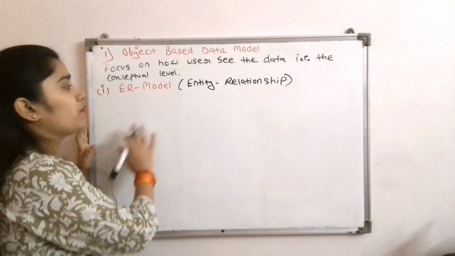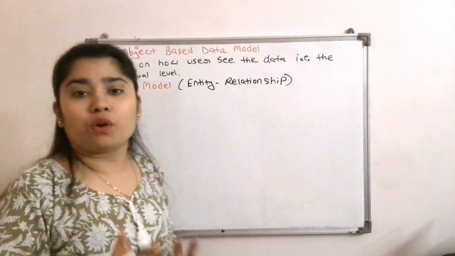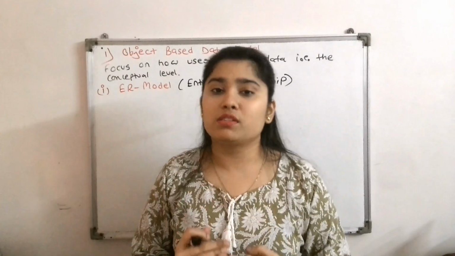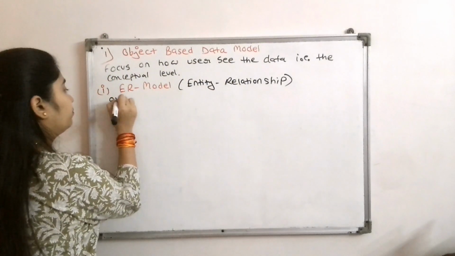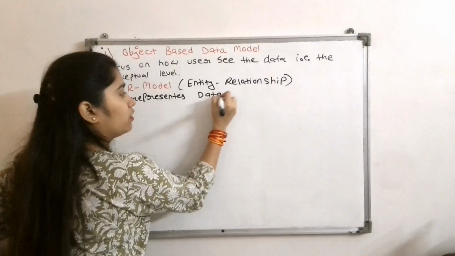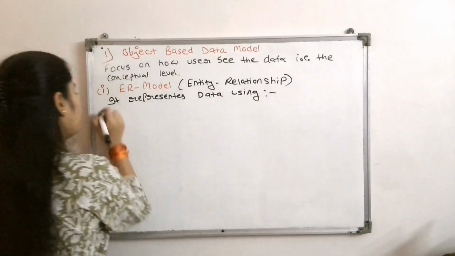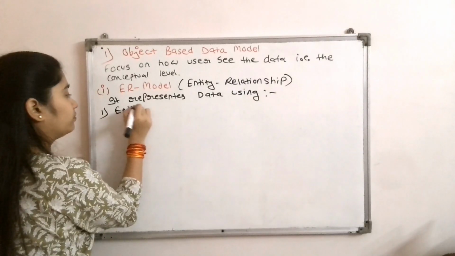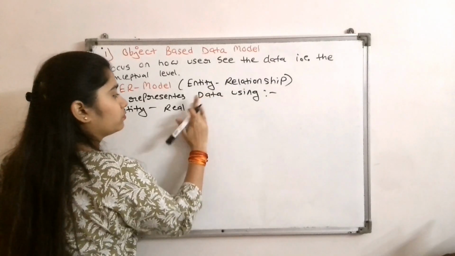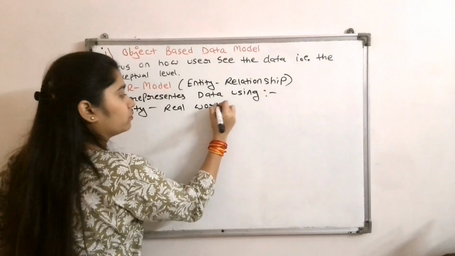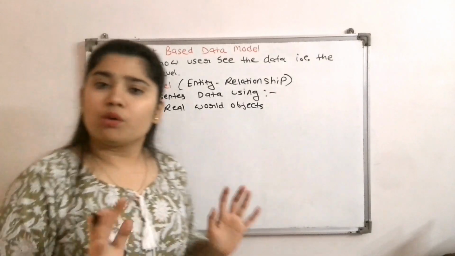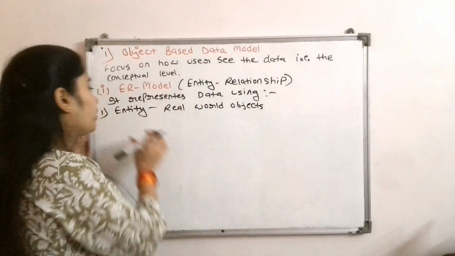So let's discuss that. See, the ER model represents data using three things. What are they? First is entity, second is the attribute, and third is the relationships. Let's write it here. It represents data using, first, the entity. Entity, I have told you, is the real world objects. For example, student, teacher, course, whatever real world objects we know is the entity.